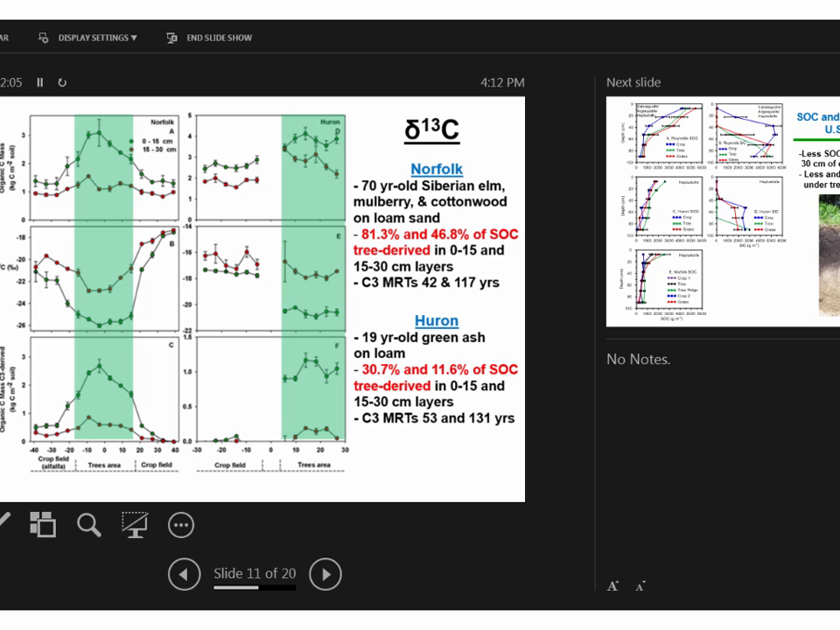At Huron, these are only 19-year-old green ash, but with the same approach, it's interesting that already 30% of the carbon in that 0 to 15 centimeter layer is from a tree source after only 19 years. The residence times are also reasonably long. So it suggests a fairly rapid accrual of organic matter in that surface layer from tree sources. The conventional wisdom is that after you plant trees, you lose carbon for a while before you rebound. So apparently we're rebounding pretty quickly at a place like Huron. We have other data in Iowa that shows that rebound is slower. So some of this is certainly climate and site specific.